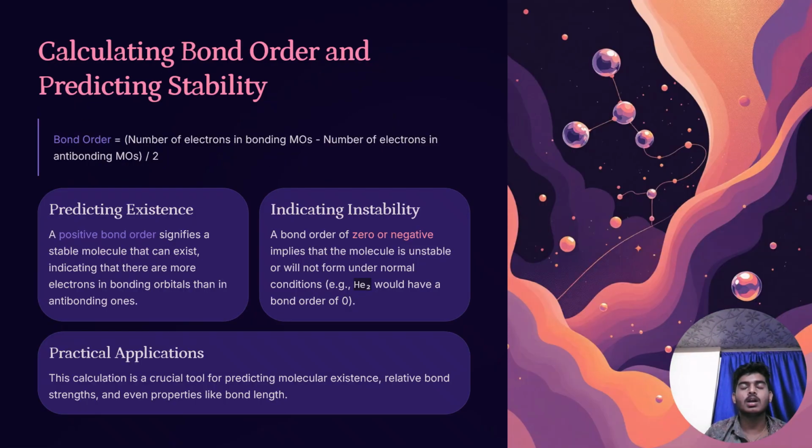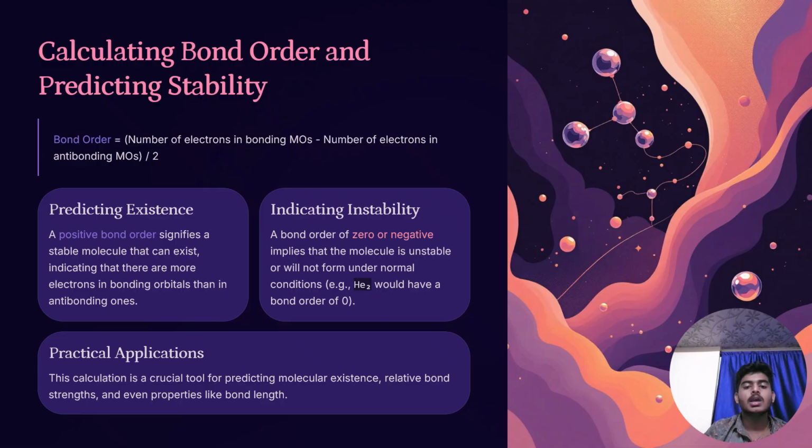Calculating bond order and predicting stability. Bond order is equal to the number of electrons in bonding molecular orbitals minus the number of electrons in anti-bonding molecular orbitals, divided by 2. Predicting existence or stability. A positive bond order indicates a stable molecule that can exist, meaning there are more electrons in bonding orbitals than in anti-bonding ones.